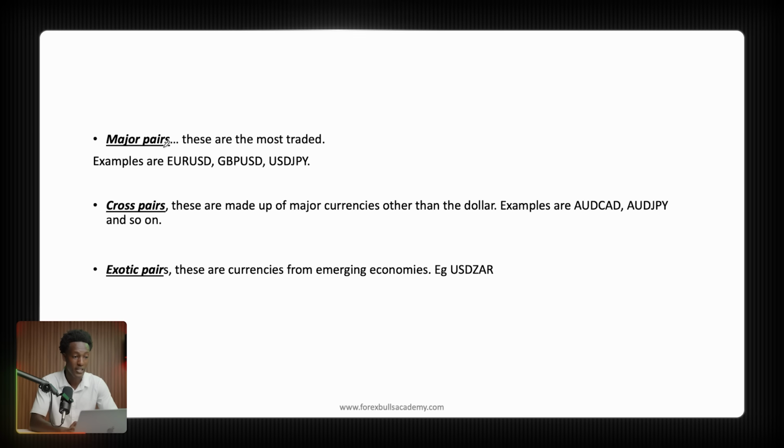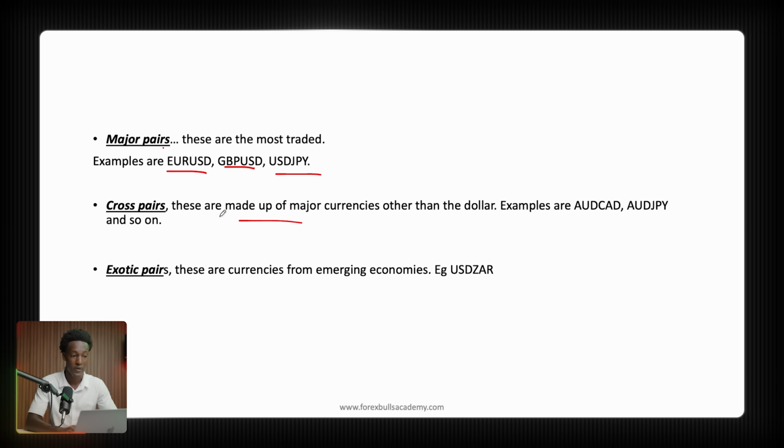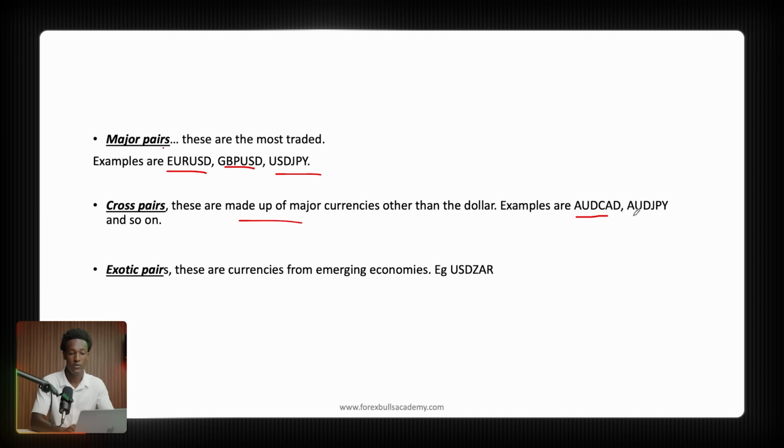Firstly, we have major pairs, and these are the most traded. For a beginner trader like you, I would recommend that you put more emphasis on this. Examples: we have EURUSD, GBPUSD, USDJPY. Them being the most traded, honestly, on the other side, they're easier to analyze. Next up, we have cross pairs, and these are made of major currencies other than the dollar. This means these pairs have major currencies in, but the dollar isn't in. A clear example could be AUDCAD. We have AUDJPY, and so on.